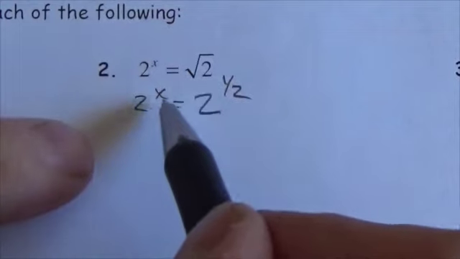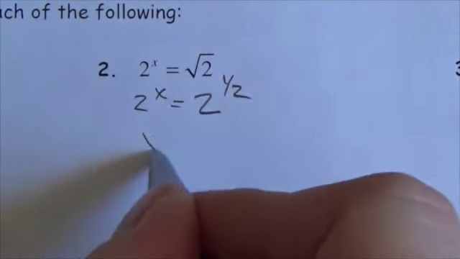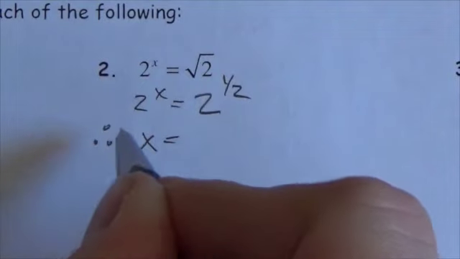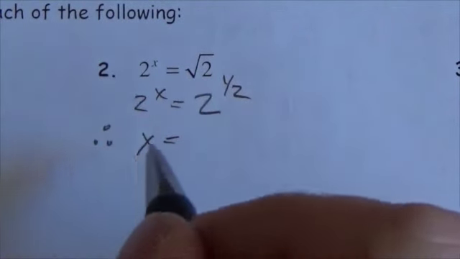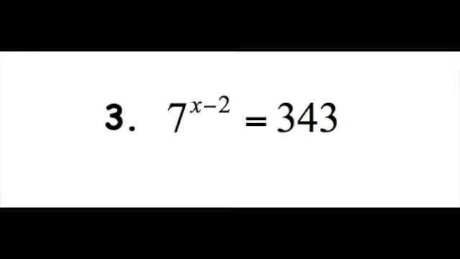And so now I've got power equal to power. The base is the same. That means the exponents are equal. Therefore, x is equal to 1/2. That exponent must be equal to that exponent, which simplifies down to x equals 1/2. Next: 7 to the x minus 2 is equal to 343.